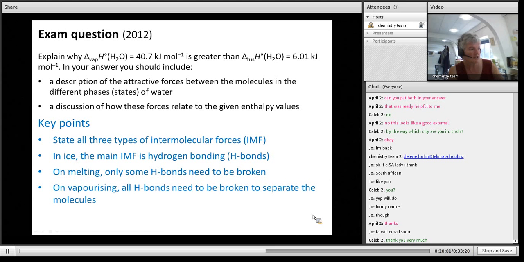And so these are the key points you need to know. So about breaking all the intermolecular forces. So you're going to need more energy to vaporize than to melt.